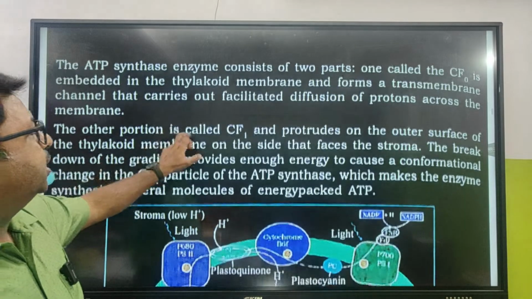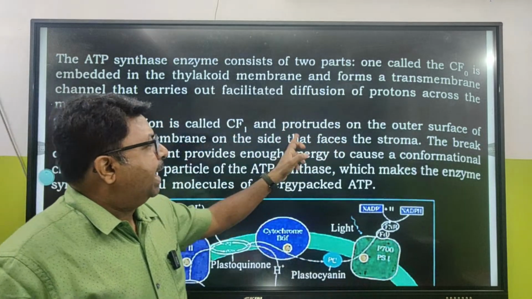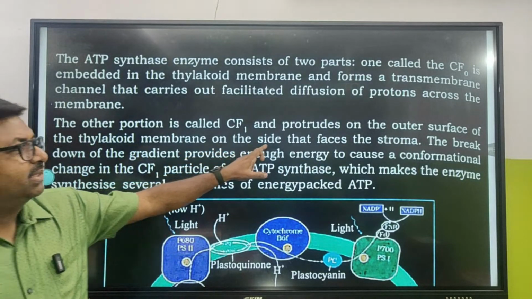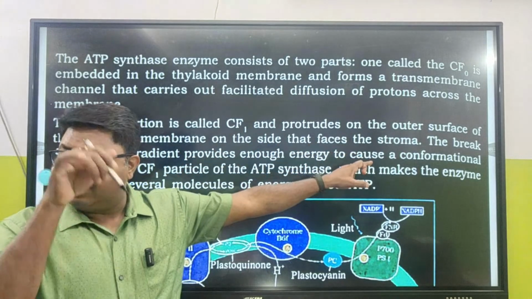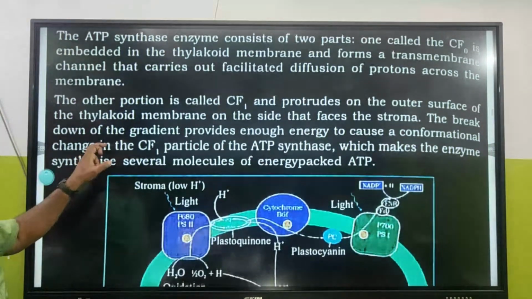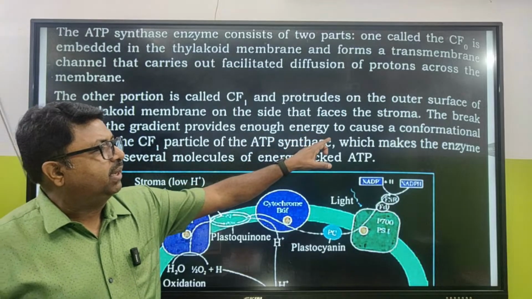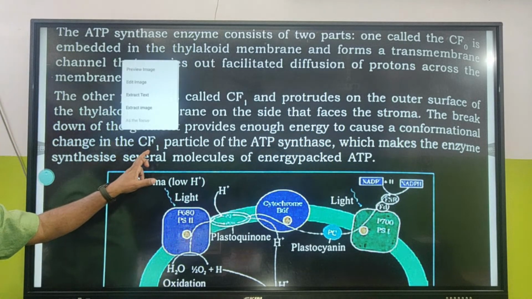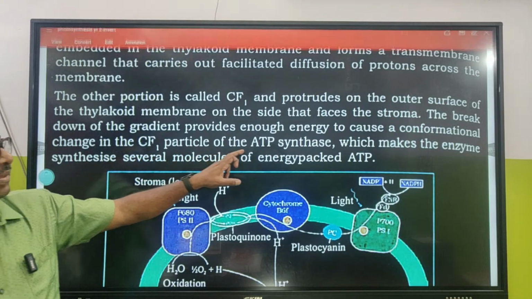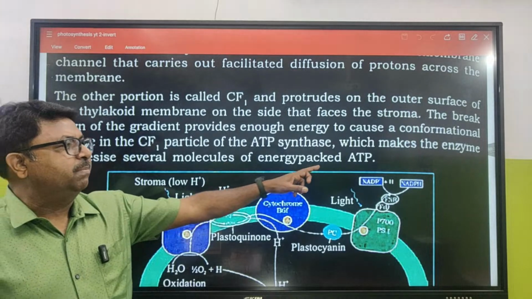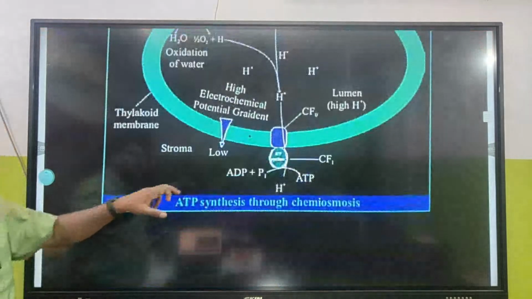The other portion is called CF1 and it protrudes on the outer surface of the thylakoid membrane, on the side that faces the stroma. CF1 টা কোন দিকে আছে? Towards the stroma. The breakdown of the gradient provides enough energy to cause a conformational change in the CF1 particle of the ATP synthase, which makes the enzyme synthesize several molecules of energy-packed ATP.